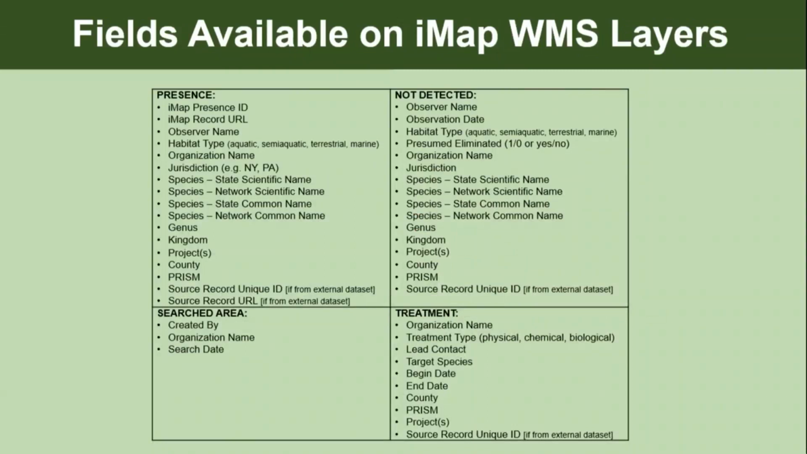One other thing to consider is what fields are available in the web map services. So if you're using the web map services and you click on a presence record, it doesn't necessarily have all of the fields that we track in iMap. It kind of has a subset of the most important fields. So for example, for presences, it has the presence record ID, the observer name, information on the species, the prism that it falls into, and some other information. So a lot of info, but not all info.